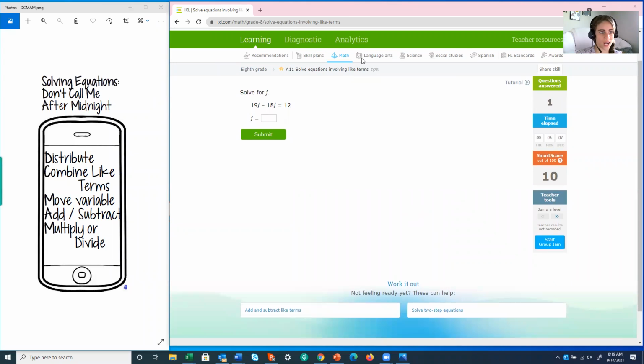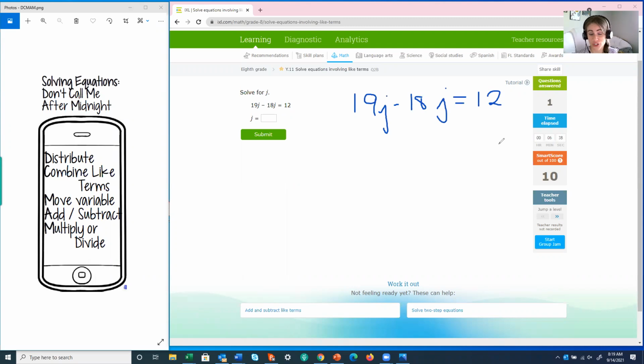All right, let's try this one. Solve for j. 19j minus 18j equals 12. All right, once again, if you want to use the mnemonic to help you out, you can, or you may not need the mnemonic until you get to larger problems. It really just depends on how your brain works, and everybody's works differently. All right, I'm going to use it though.